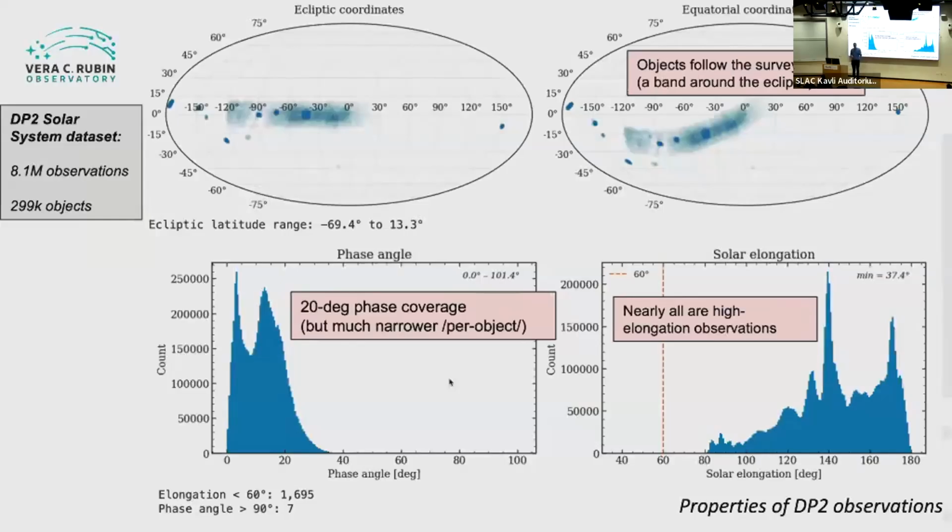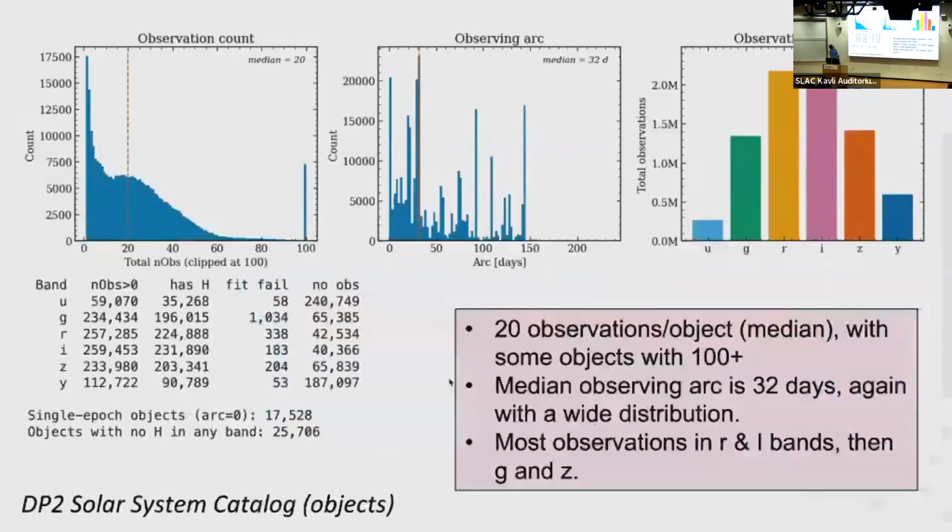But unfortunately, if you look at individual objects, this is for the entire sample of 300,000 objects. If you take a look at any individual object, they tend to be observed in a very small range of phases, just because of how the telescope observed. It's only one season. Nearly all observations are high elongation observations. This was before twilight observations began. That's what you see in that plot down there.